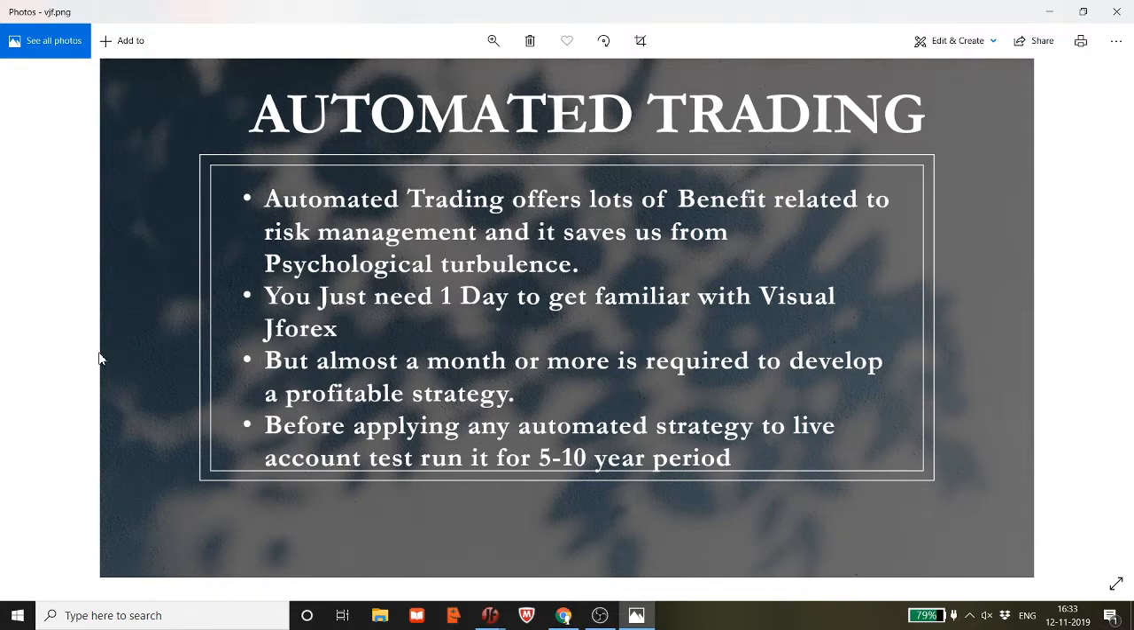So let's begin. Visual J Forex, as most of the viewers who are watching regularly know, is a very easy to use tool. You just need one day to get familiar with all of its functions. But to develop a profitable strategy, you will need to spend some more time. And after you develop a profitable strategy, test run it for a period of 5 to 10 years. Then only you should start using it in your live account.